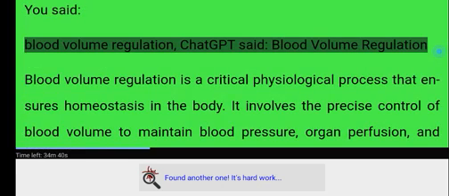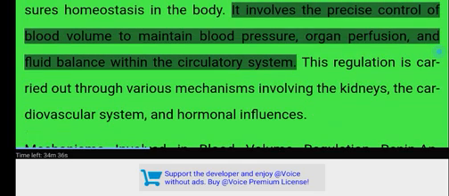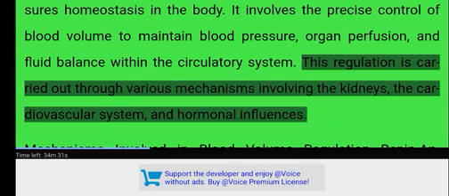Blood volume regulation. Blood volume regulation is a critical physiological process that ensures homeostasis in the body. It involves the precise control of blood volume to maintain blood pressure, organ perfusion, and fluid balance within the circulatory system. This regulation is carried out through various mechanisms involving the kidneys, the cardiovascular system, and hormonal influences.